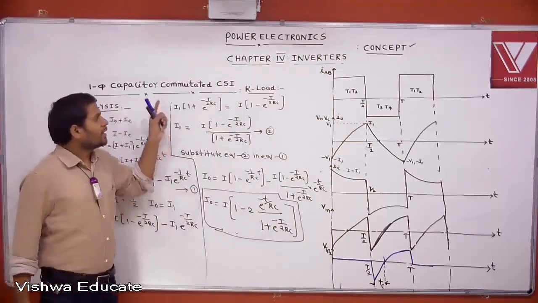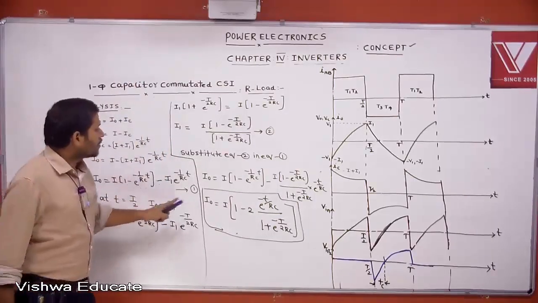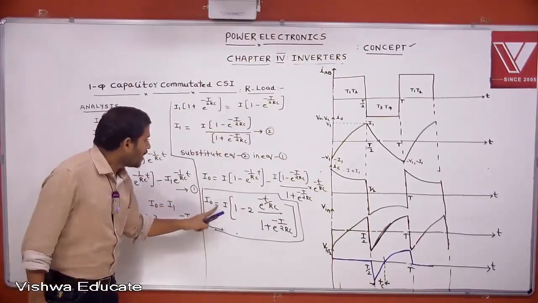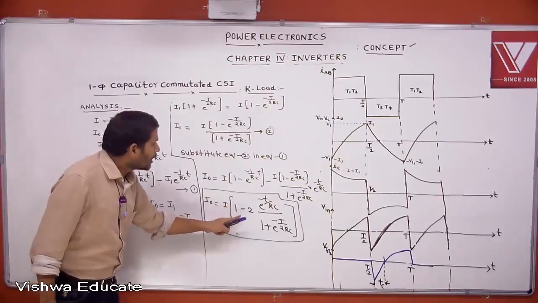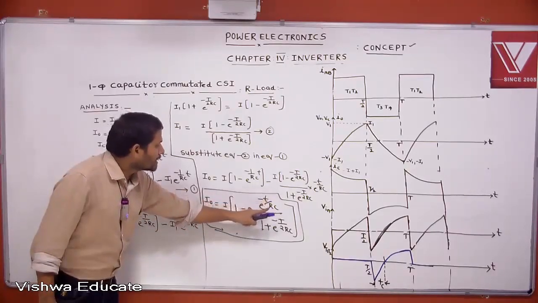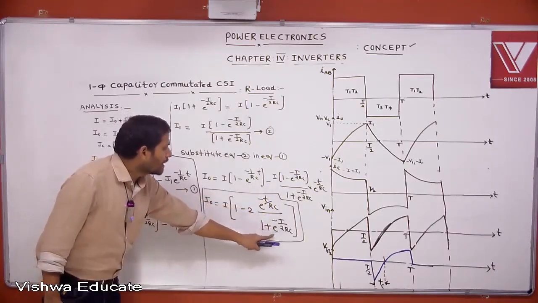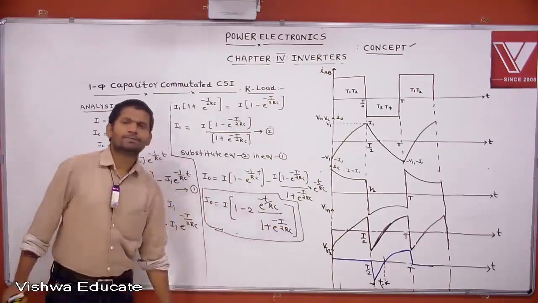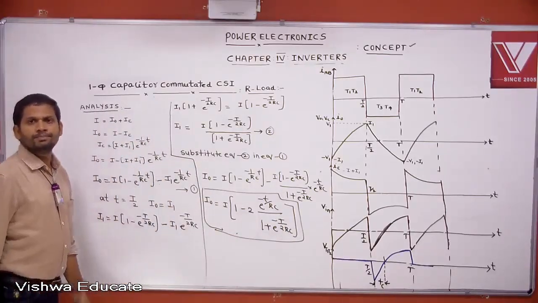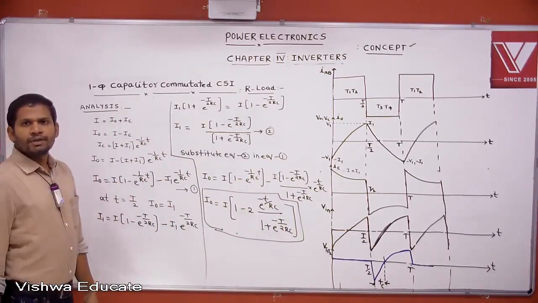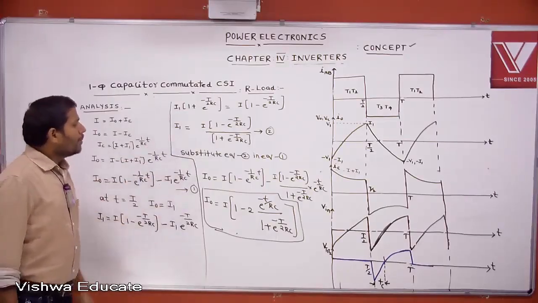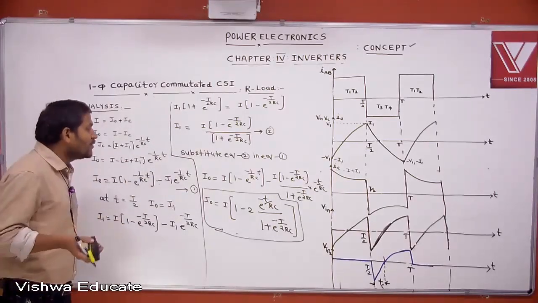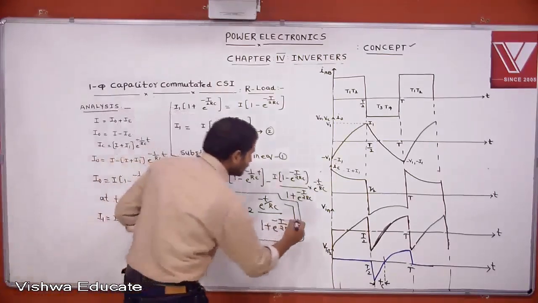In a capacitor commutated current source inverter, what is the expression for load current? I naught equal to I into 1 minus 2 into e power minus T by 2 RC, by 1 plus e power minus T by 2 RC. Understand this? Let this be equation 3.